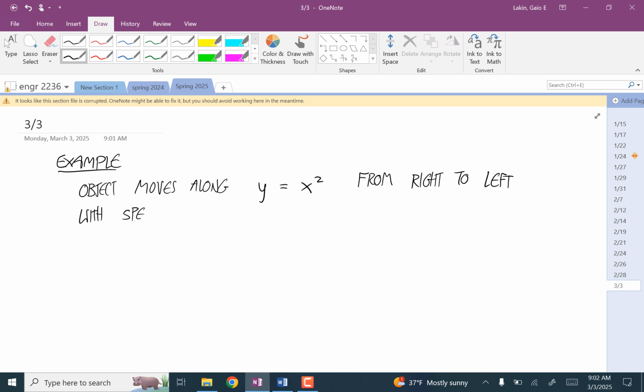With the speed, I think in the weekly assignment it's a constant speed. Let's say this is a constant speed, 5 meters per second. What's the acceleration as a function of x? And so the way you do that is first you come up with a parameterization. So the position parameterized by x is x squared.